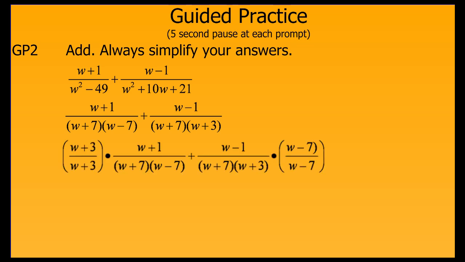Next, we multiply each fraction by what it's missing in order to get our common denominator, which is going to be the quantity w plus 7 times the quantity w minus 7 times the quantity w plus 3. So we're going to multiply our first fraction by w plus 3 over w plus 3, because that's what it's missing in the denominator, and our second fraction by w minus 7 over w minus 7, since that's what it's missing in its denominator. Now what?